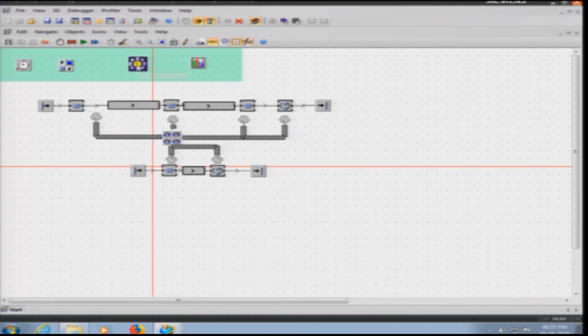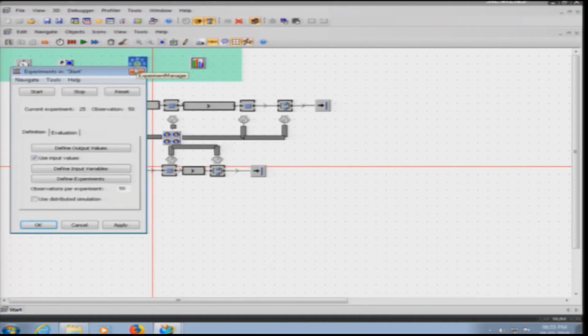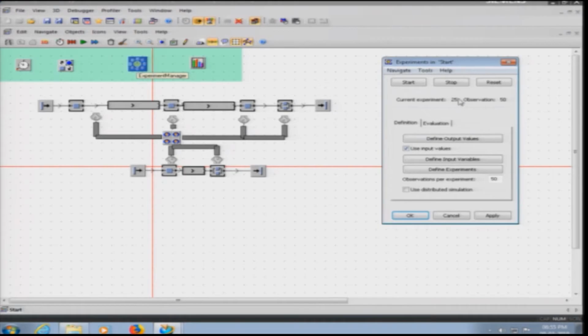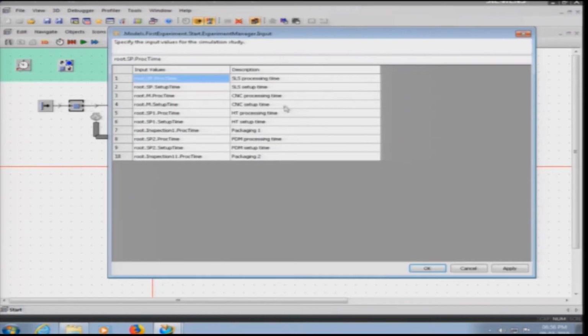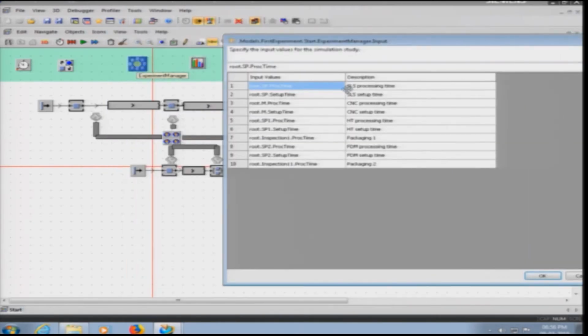So let us try to demonstrate how the experiment manager works here. In the experiment manager, we'll conduct 25 experiments, each having 50 observations. So what are the input variables here? The input variables are selective laser sintering processing time, selective laser sintering setup time, then CNC processing time, CNC setup time, then the third process, heat treatment processing time and setup time, then packaging, which is just the processing time. Then points 8, 9, 10 are for the second line, which is fused deposition modeling or 3D printing. This is the processing time, setup time and packaging time.